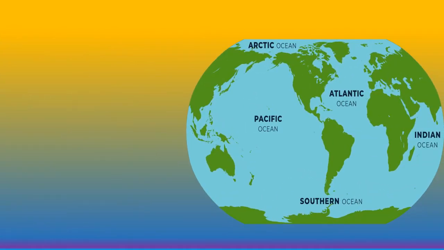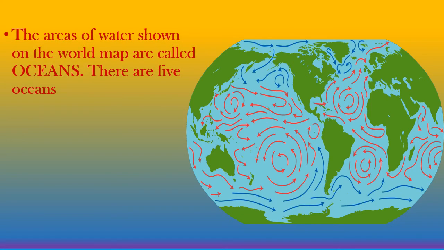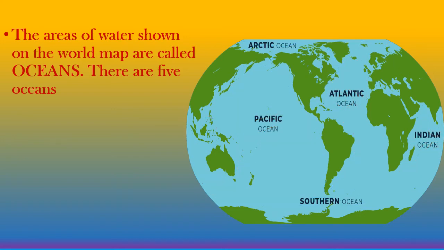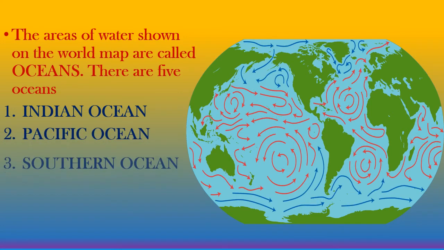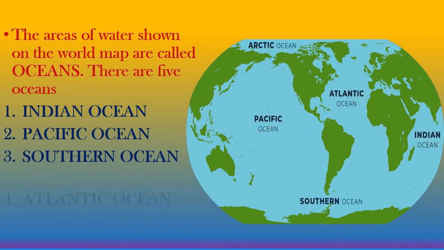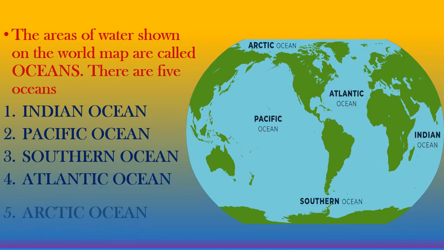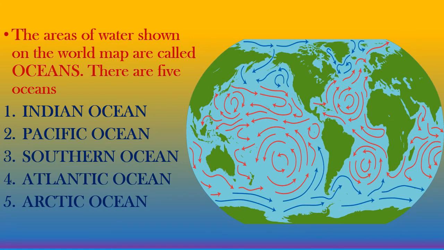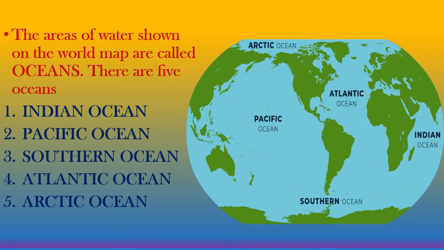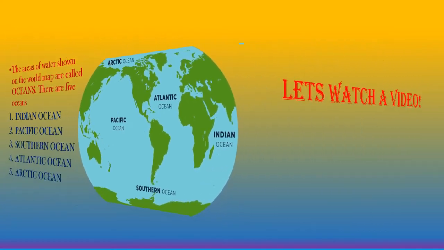Here come the areas of water on the earth's surface. The areas of water shown on the world map are called oceans, and there are 5 oceans in the world: Indian Ocean, Pacific Ocean, Southern Ocean, Atlantic Ocean, and Arctic Ocean. So here in this picture you can see where these oceans are located.